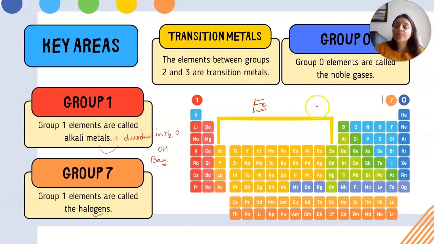Group 0. Now why are they considered as group 0? Is there any group 0 element?